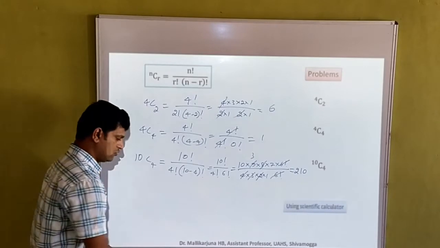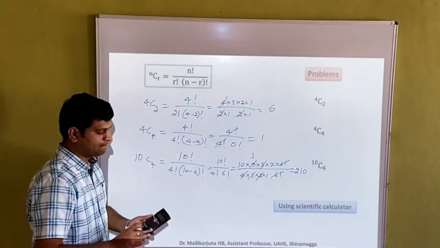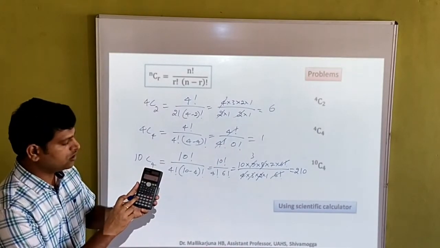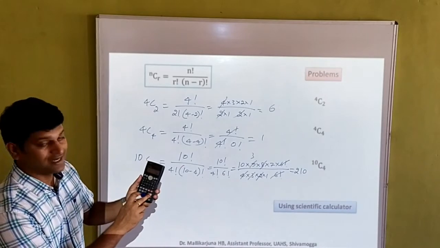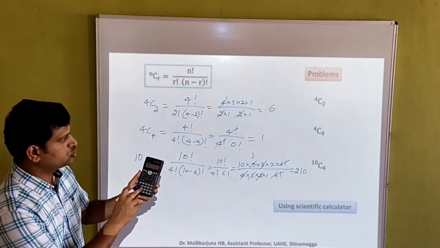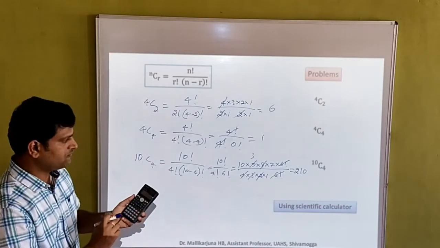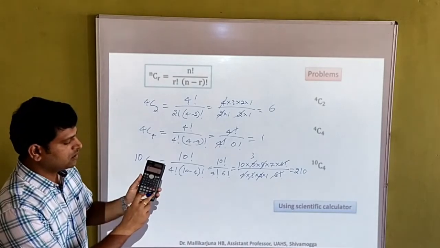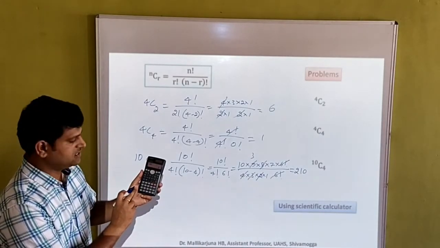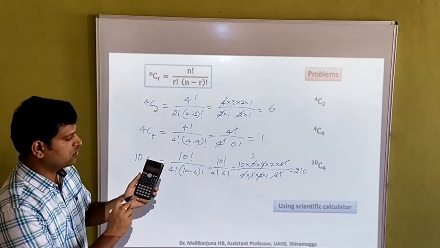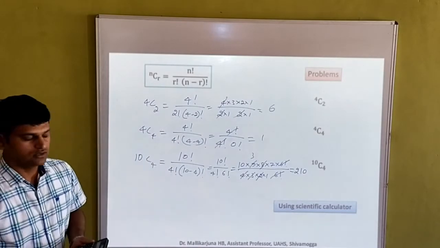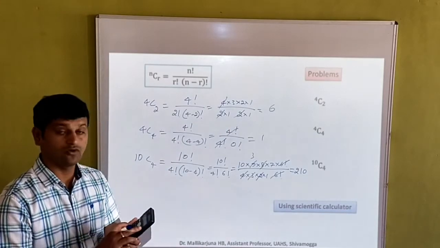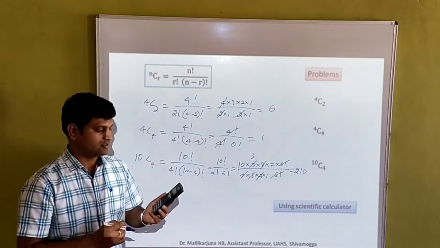Here we can use the scientific calculator also directly. The same method: 4C2. First enter 4, then shift, then the nCr button, then 2, and we get 6. In the same way, for 10C4, enter 10, shift button and nCr button, then 4, we get 210. In some scientific calculators you may not get this type of option. Just check whether it is there or not.